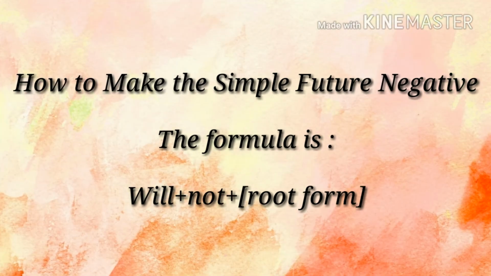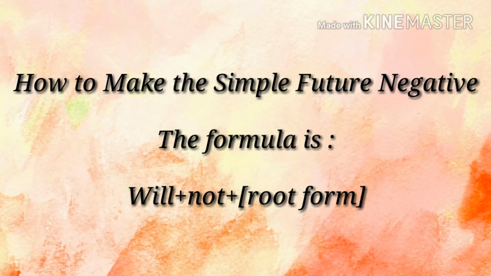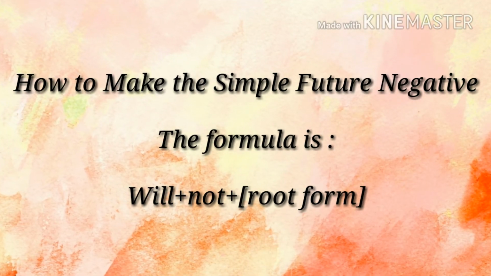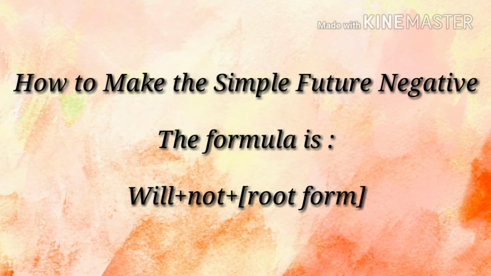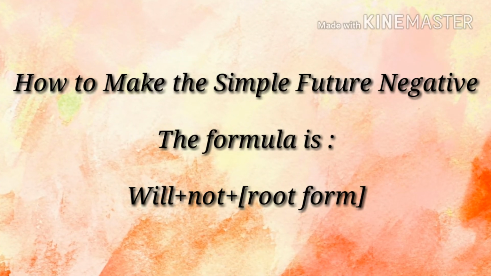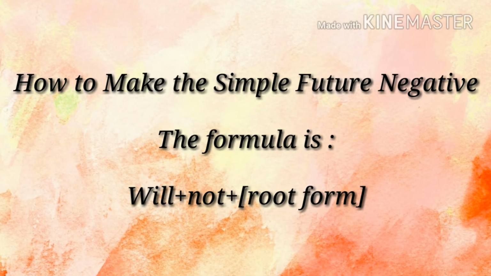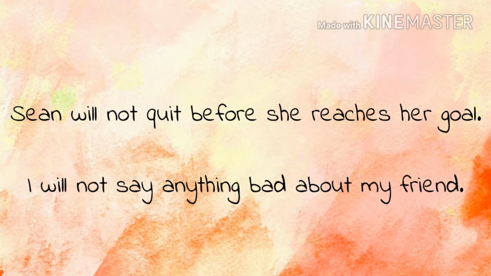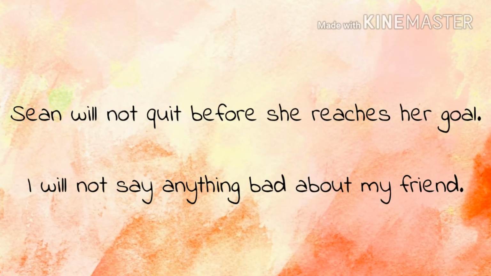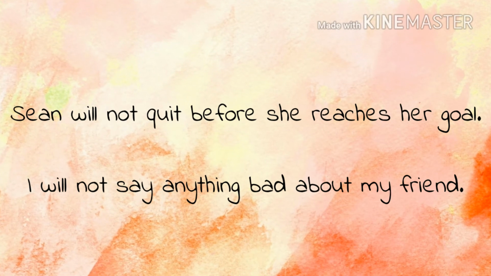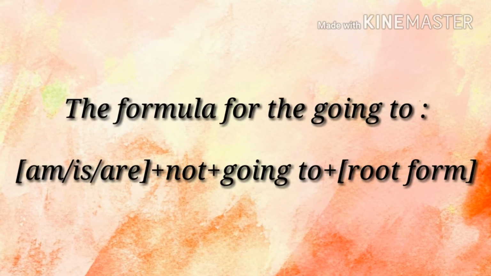How to make the simple future negative? To make the simple future negative, the formula is will plus not plus root form. Let's see the example. Sharon will not quit before she reaches her goal. I will not say anything bad about my friend.